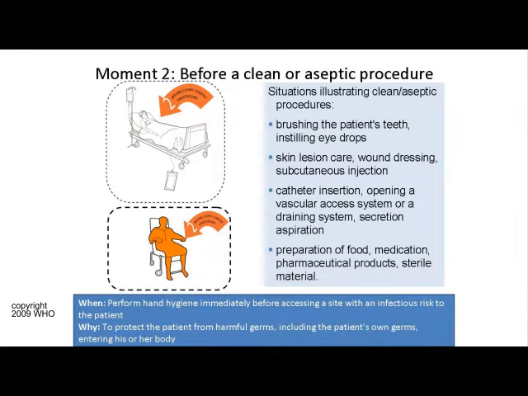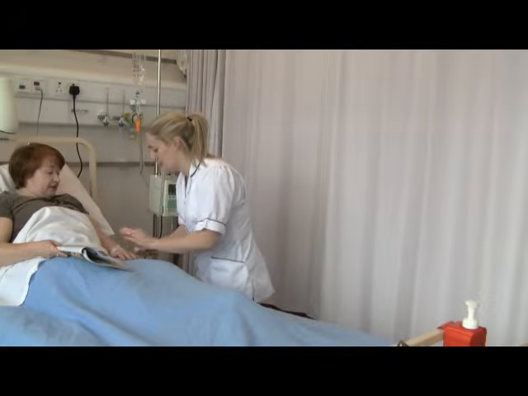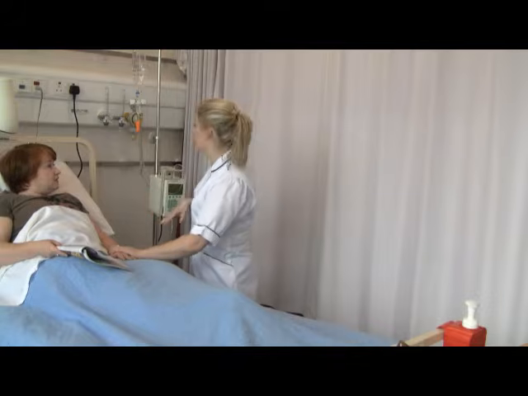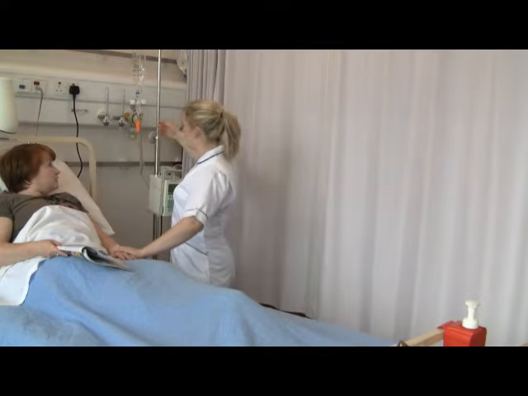Moment 2 is before a clean or aseptic procedure, to protect the patient from harmful germs, including the patient's own germs entering his or her body during these procedures. Hands should be cleaned immediately before you start the procedure when you're in the patient zone.